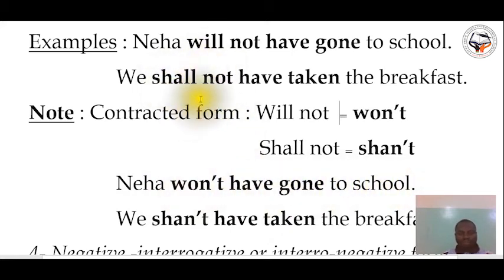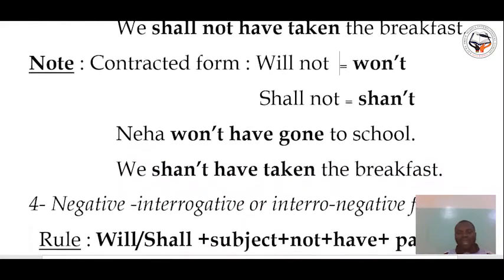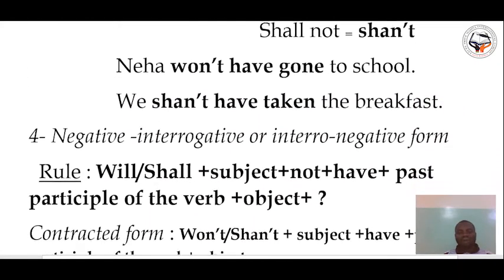And the second example too can be contracted. Shall and not can be contracted into shan't. Okay? So the contracted form is we shan't, that is you put shall and not together, which gives shan't. We shan't have taken the breakfast. So you must keep in mind that sometimes, if you want, you can contract the negative form.